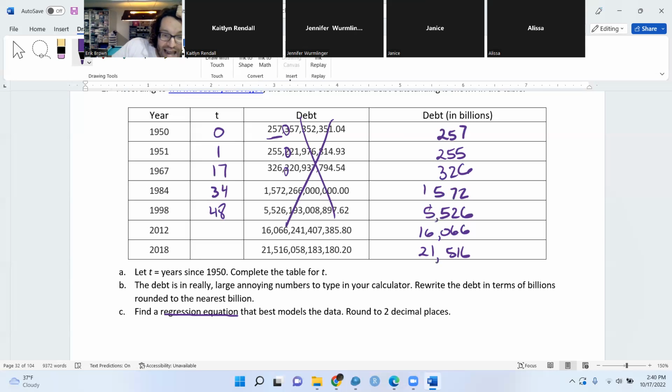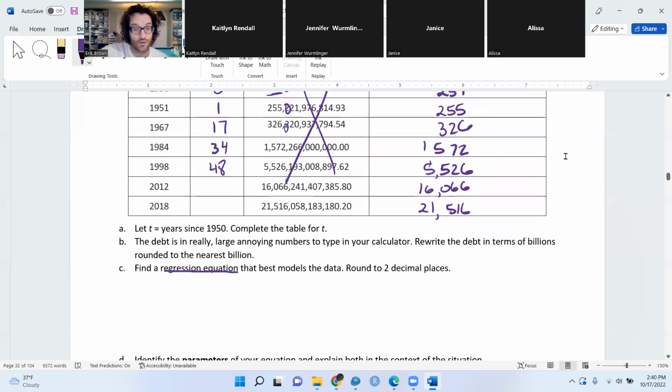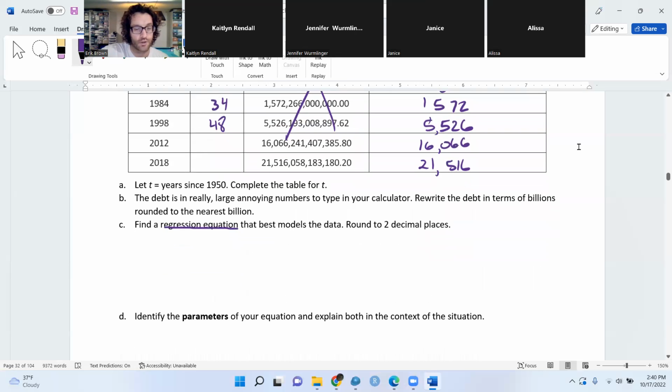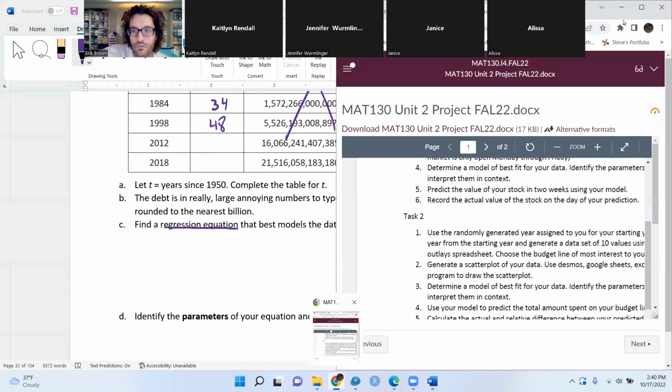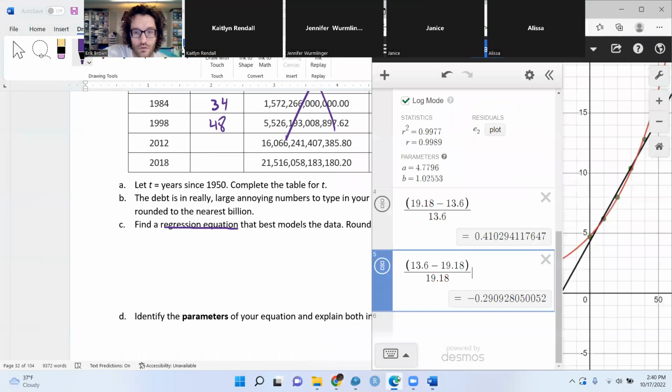And then notice it says a regression equation that best models the data. So again, linear or exponential, either one, you decide based on R. Get it right, or you get all the rest of the stuff wrong. All right, well, I'll set that timer for 10 minutes, and then we'll look over what we've got.